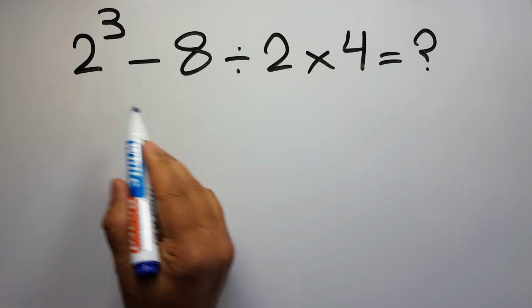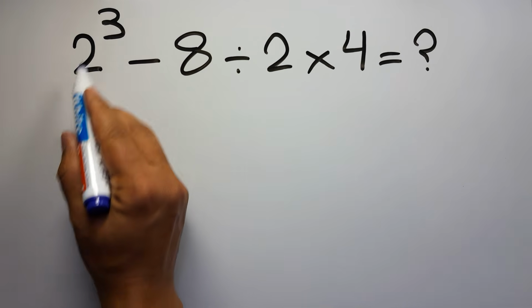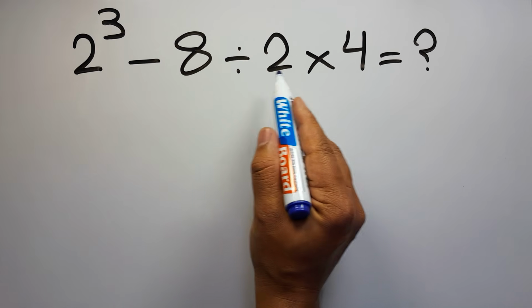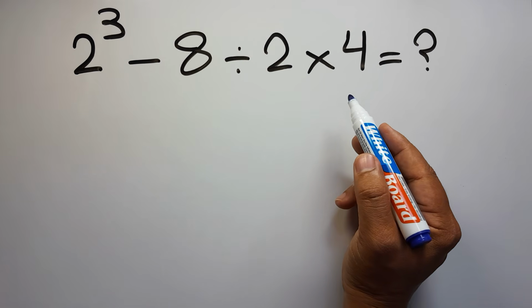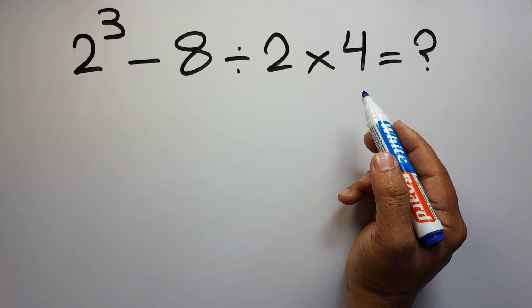In this video, we want to find the value of this expression: 2 cubed minus 8 divided by 2 then times 4. Are you ready to solve? Let's go ahead and get started.